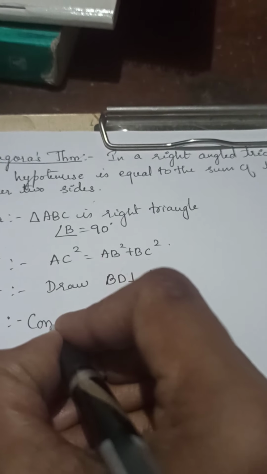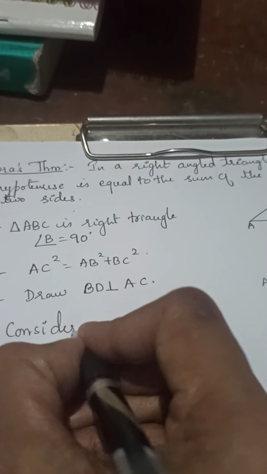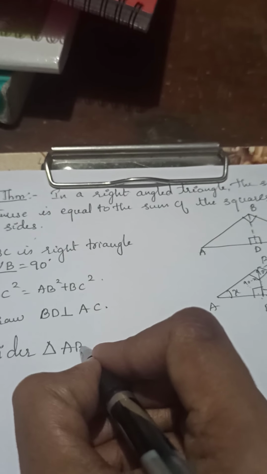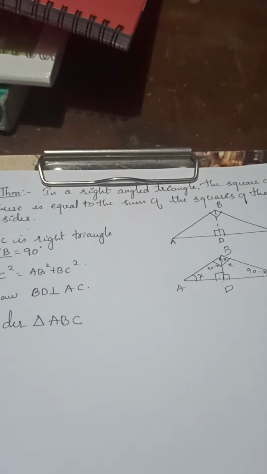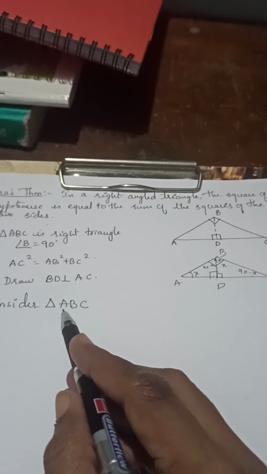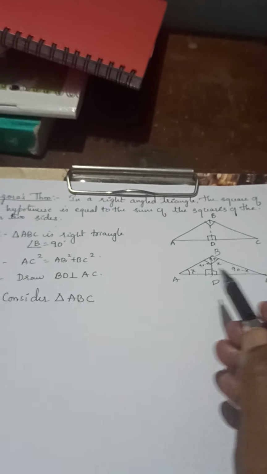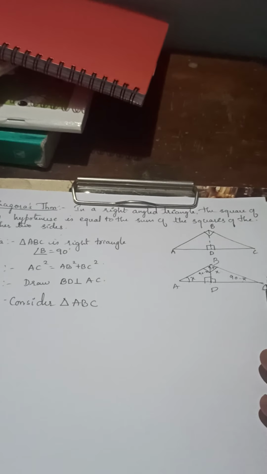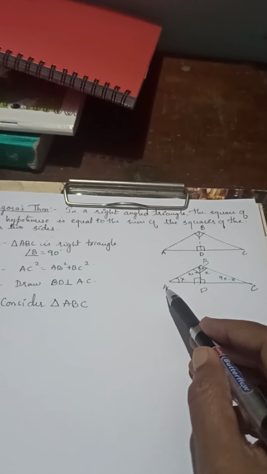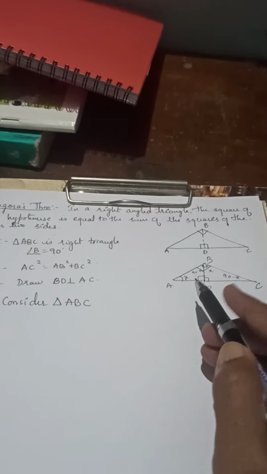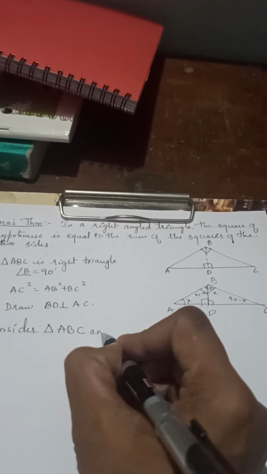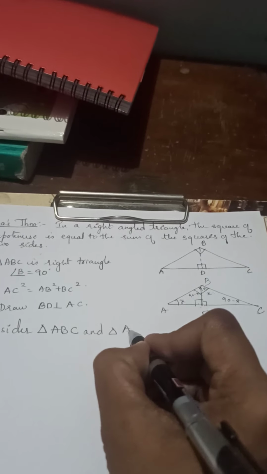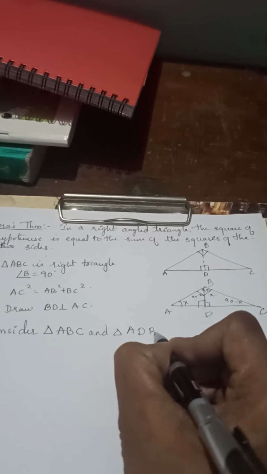So consider triangle. I will write the bigger triangle ABC. And see here, writing the alphabets is very important. First I took A, then 90 degree, that is B is 90 degree, and then C. Now I take the smaller triangle. Again I take A, and then D is 90 degree, and then B.